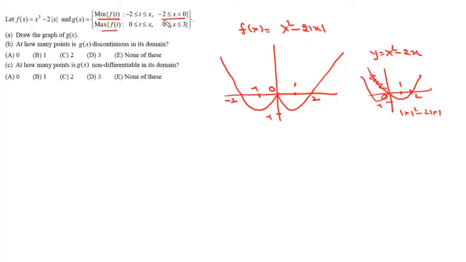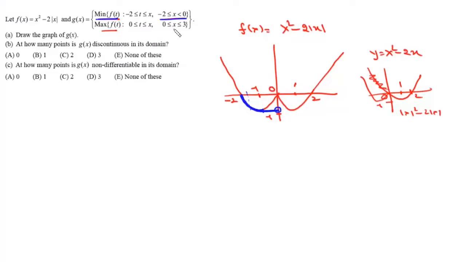Now it says when x lies between -2 and 0, g(x) is the minimum of f(t). Now between -2 and -1, since this function is decreasing, its minimum value will always occur at the end of the interval. So from -2 to -1, g(x) is simply f(x). Now in between -1 and 0, the minimum value will always be at -1, which is -1. So this is going to be the graph of g(x) when x lies between -2 and 0, and here 0 is not included.